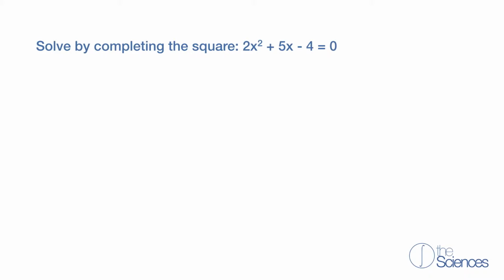Solve by completing the square: 2x squared plus 5x minus 4 equals 0. So remember, to complete the square, we need a format of x squared plus bx. Here we have 2x squared plus 5x minus 4 equals 0. So to isolate our variable, we're going to divide both sides by 2.